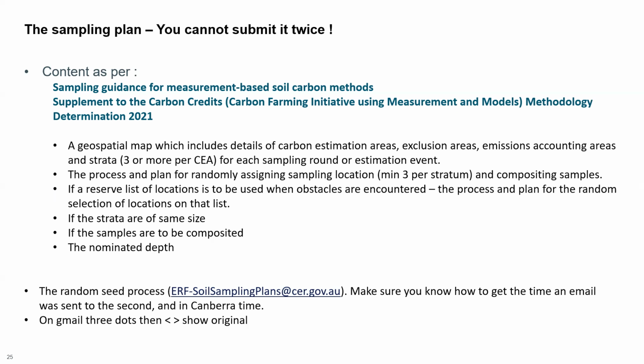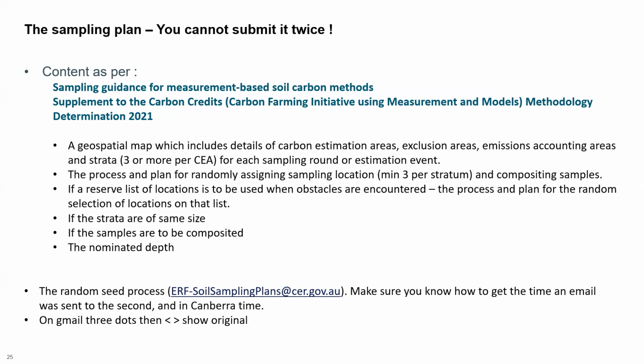You need to describe all that process in your plan. You need to describe if the strata are of the same size or not, because if the strata are of the same size, you can composite samples across the strata to reduce the variance again, but only if they are of the same size, which I don't understand why you would use strata of the same size. You'll see why, but maybe some cases you can do that. It's beneficial to do that.